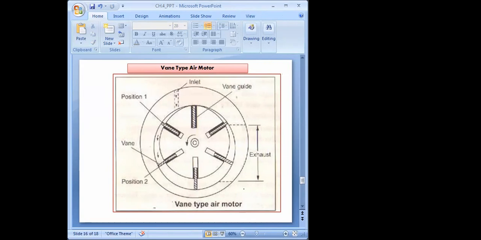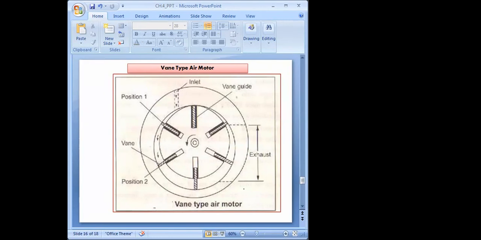Here the rotary element is actually a slotted rotor. You can see here we have the slotted rotor. This is a vane, and this is a vane guide. This is the inlet port through which the fluid, or air, will come inside this air motor. Here we have position number 1, position number 2. This is the inlet side, and this is the exhaust side.